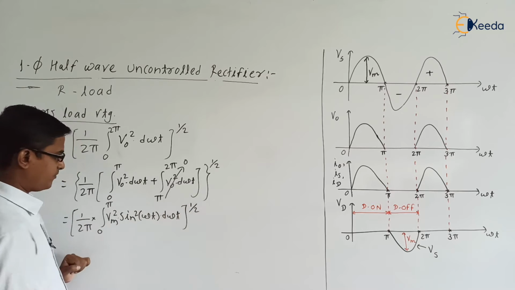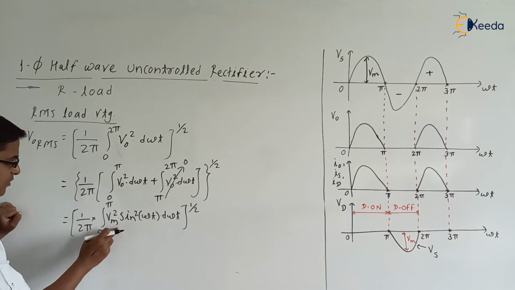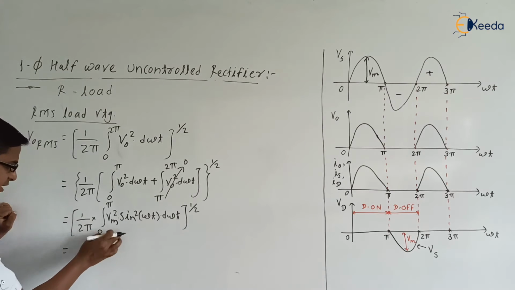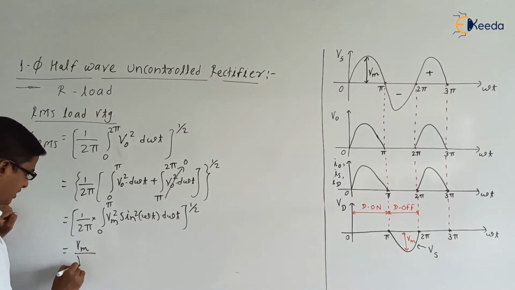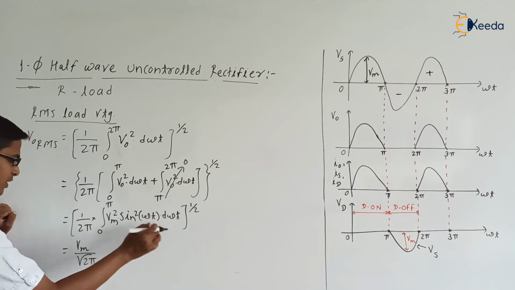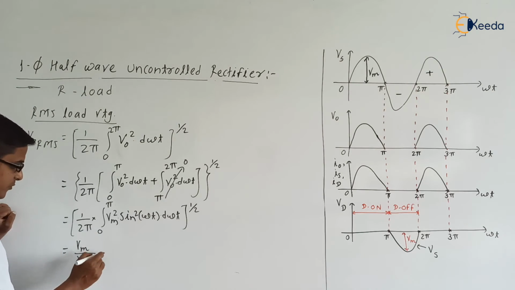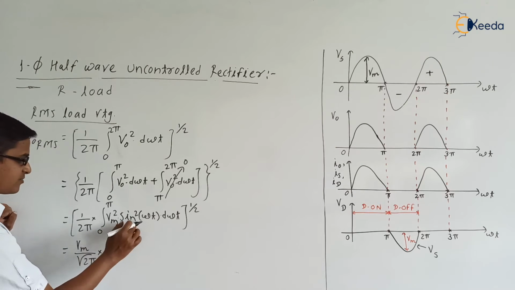Are you getting the point? Okay. So further, can we write it as, can we take Vm square common? Yes, I am taking it outside of the square root. So it will be like Vm upon this term is outside of the square root. So it is Vm upon root 2 pi into integration of sine square of omega t.